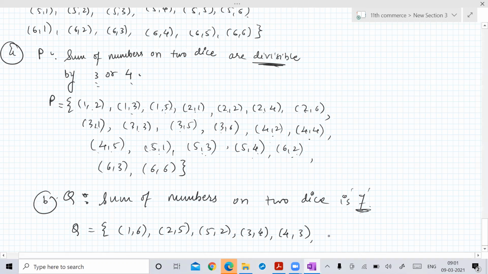4,3; 6,1. So how many total pairs are there? 1, 2, 3, 4, 5, 6. Are you getting the same? Okay.